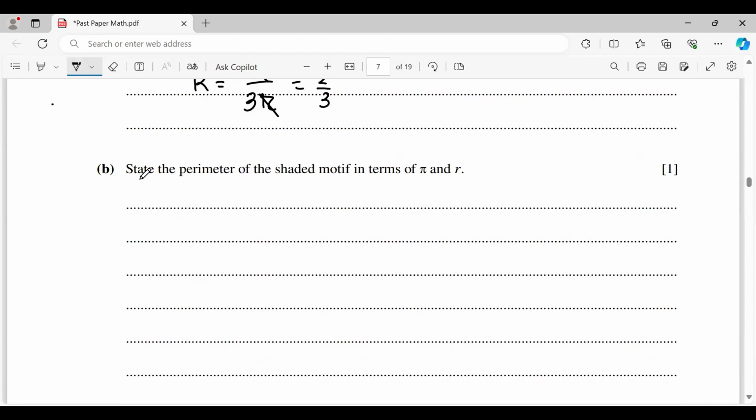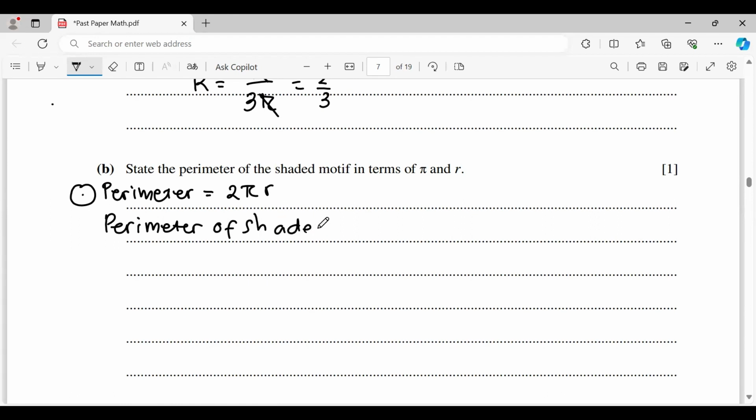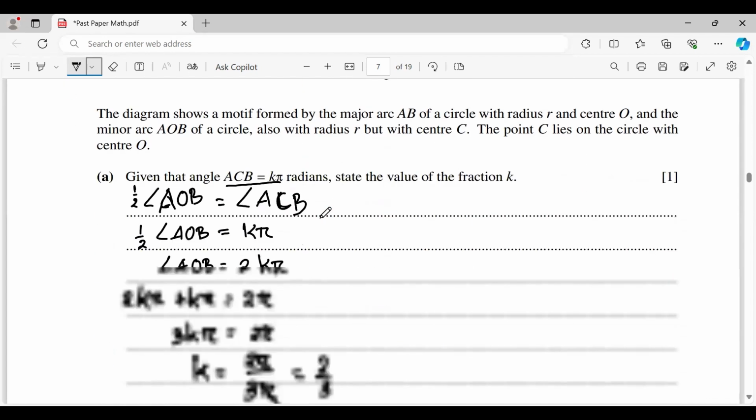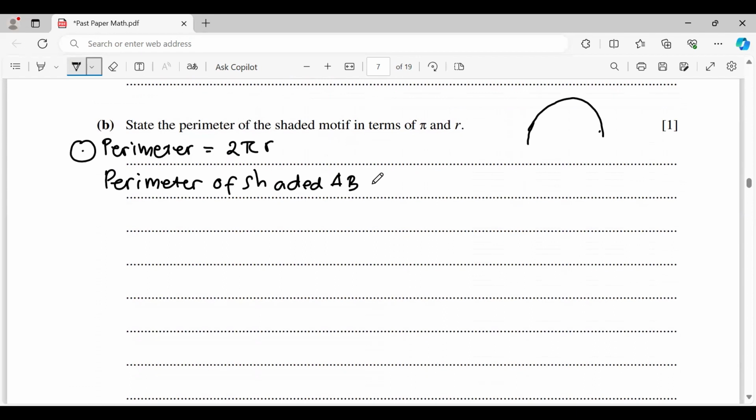So the circle perimeter equals 2 pi r. And the perimeter of shaded AB, I mean this perimeter, if I draw this perimeter, I mean this one, the circumference, this one, is the circumference. I'm going to use the term circumference.